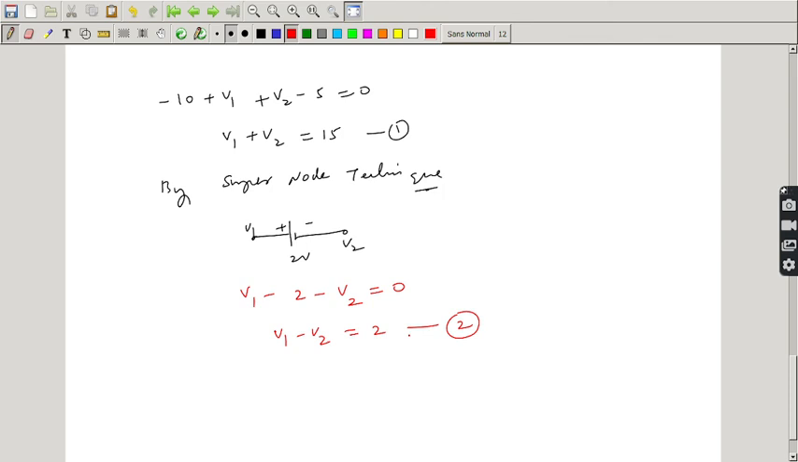Okay, so by solving equations 1 and 2, I get V1 as 8.5 volts and V2 as 6.5 volts. So this is the concept of the super node technique. Next video we will discuss the next topic. Thank you.